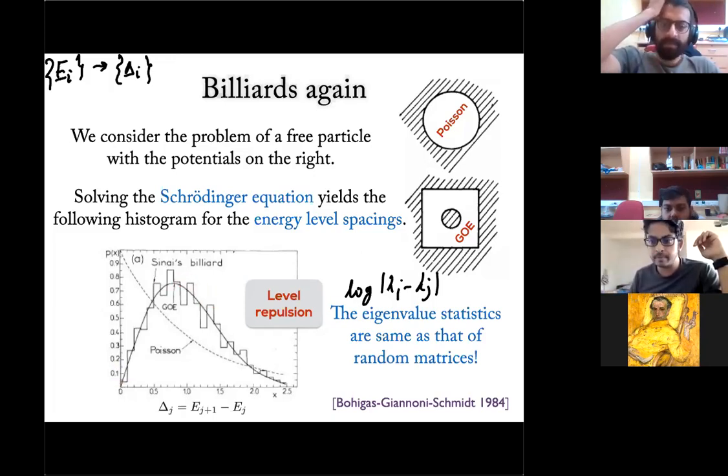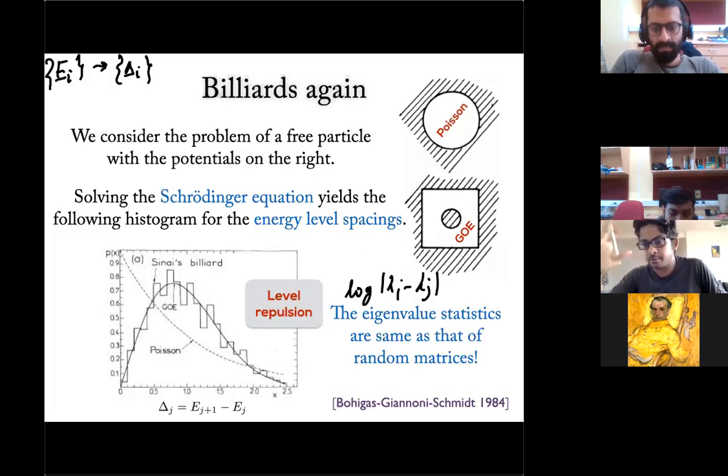Okay. And so, when you say eigenvalue statistics are the same as that of random matrices, you don't really mean eigenvalue statistics. You mean the spacing. Levels. You can also do eigenvalue statistics. I mean, the eigenvalue statistics obeys the Wigner semicircle law. I see. Okay. And then that's also, I don't know, but probably that's also going to happen. I see. Okay. All right.